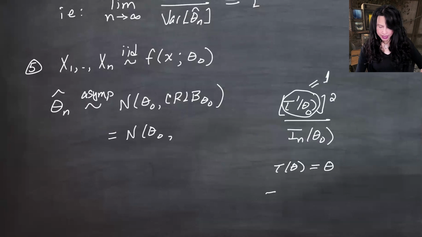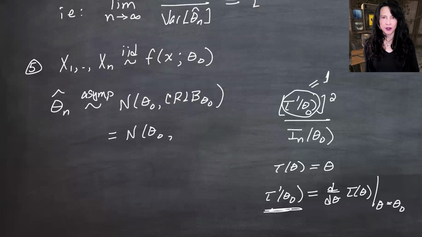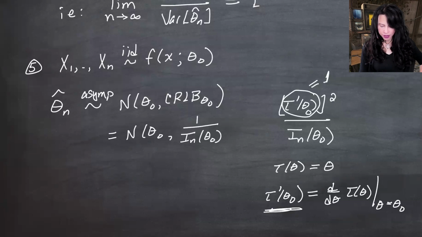By the way, tau prime of theta naught is really the derivative with respect to theta of tau of theta evaluated at theta equals theta naught. So it's not a derivative with respect to theta naught. Theta naught is constant. It's not moving. There's no rate of change to even consider for theta naught. But going back over to this unfinished statement, the Cramér-Rao lower bound is going to be 1 over the n-dimensional Fisher information evaluated at theta naught.